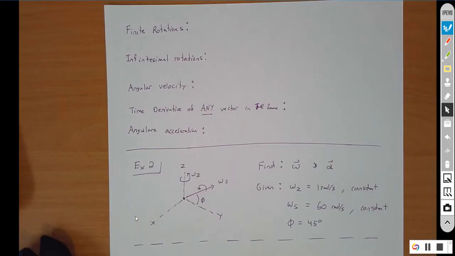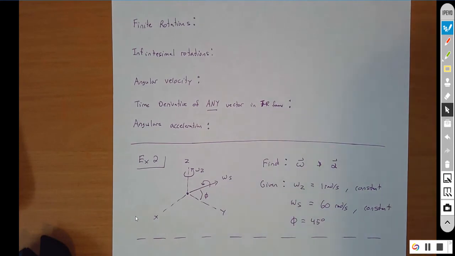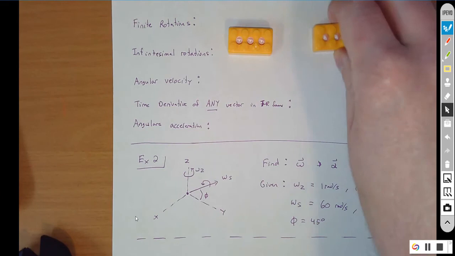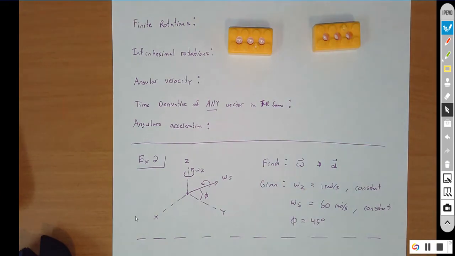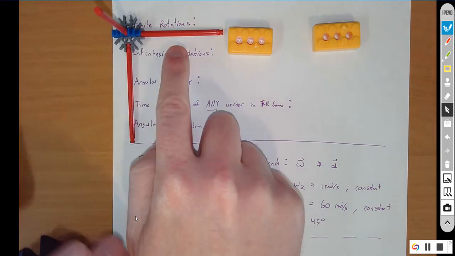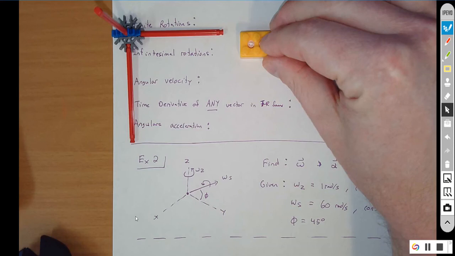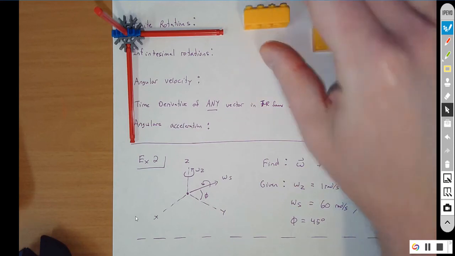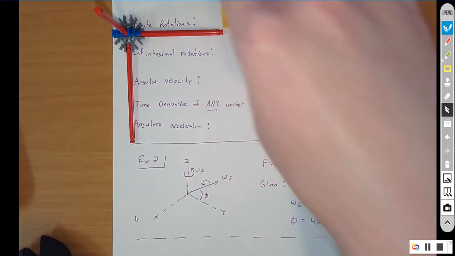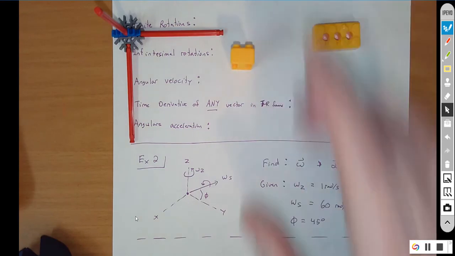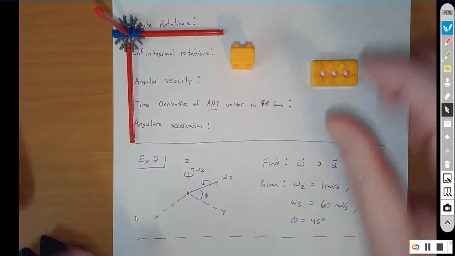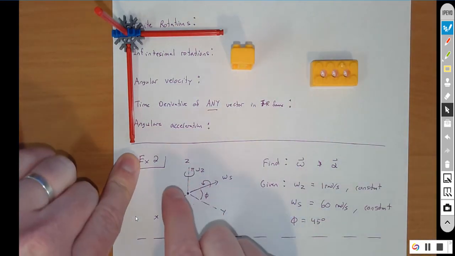Alright, so for finite rotations, we talked about this previously. If I take two things and rotate them the same amount but in different orders, say I'm going to rotate about this axis and then this axis. I'll just do 90 degrees since it's easy. So if I go 90 degrees about this axis and then 90 degrees about this axis, I end up in this orientation. Now if I do the same thing but in the other order, this time I go down here and then I go over here.